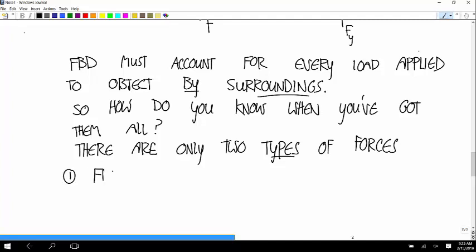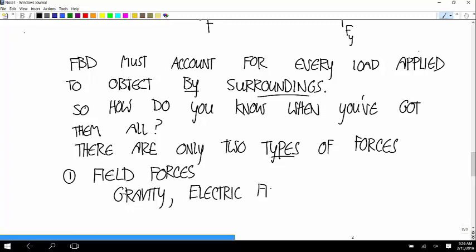The first one is field forces, force fields. For us, that's mainly gravity. Gravity is by far the one we're going to use the most. But it also includes electric fields if you have charged particles, magnetic fields, and there are probably other types, but that's all that occurs to me right now.